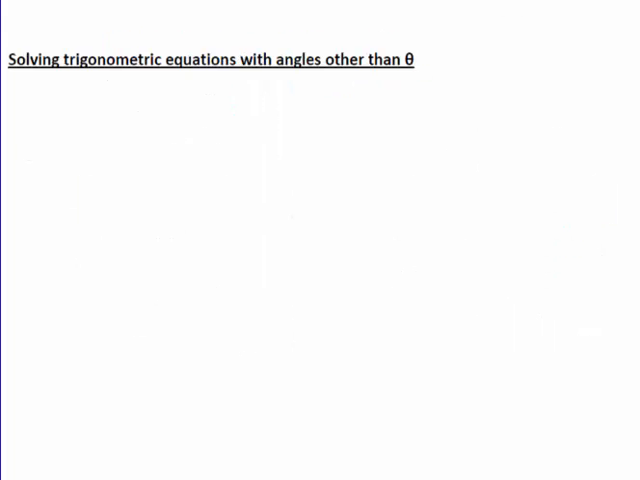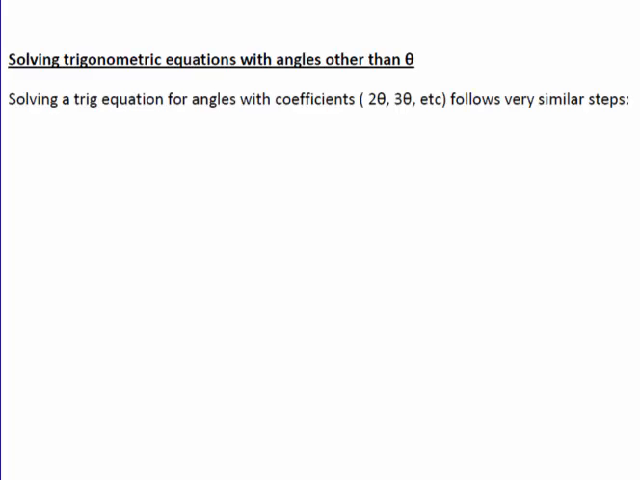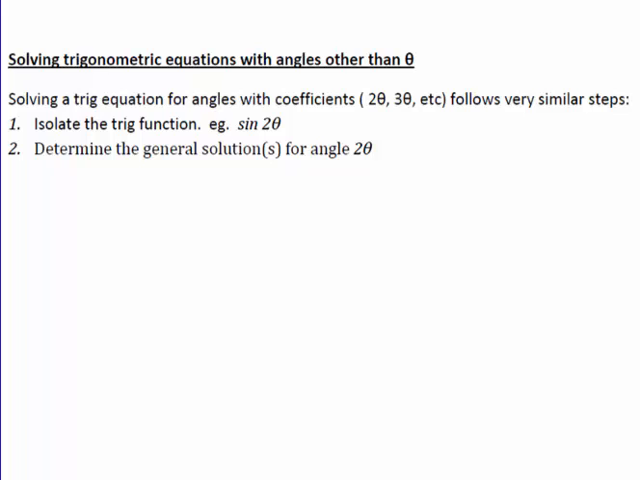Now we're not restricted to solving trig equations to just theta. We're going to look now at what we do when we're trying to solve for a theta that has a coefficient. So a 2 theta, 3 theta, etc. Now the good part is we use very similar techniques. First thing we do is isolate the trig function. Get the sine of whatever the angle is, like sine 2 theta. Once we have that 2 theta, then we determine the general solution for 2 theta.